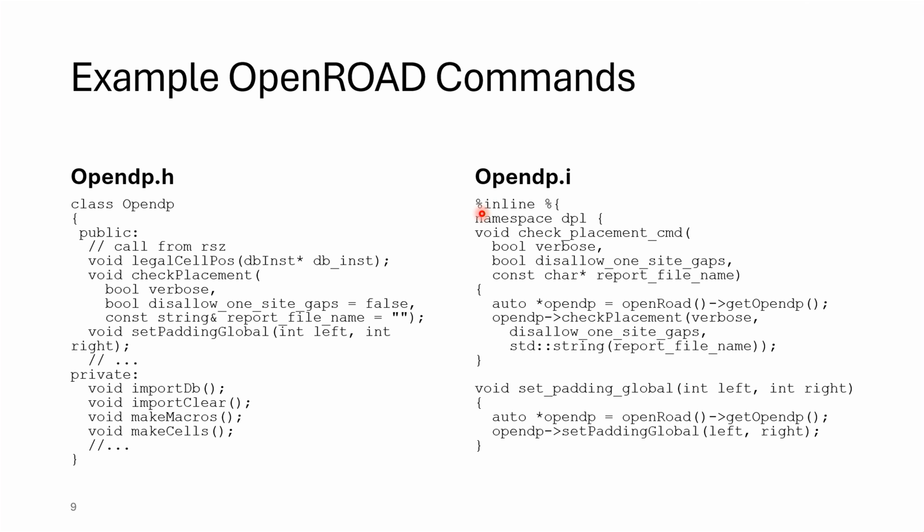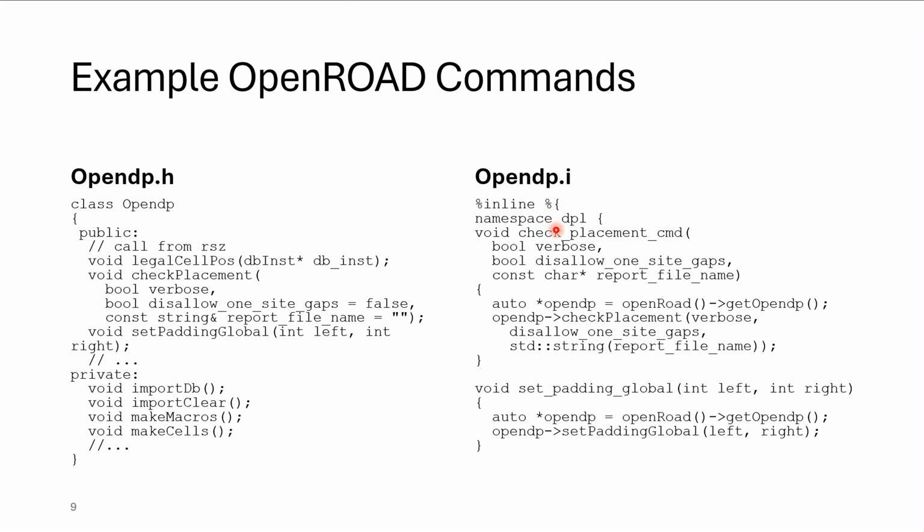So now if we look at the opendp.i interface file, which is the file that was created specifically to expose certain interfaces, we can see that there's this check_placement command, and there's also a set_padding_global command. And these are, of course, not the entire file. These are just a small subset. But we can see that there's a couple things right away.